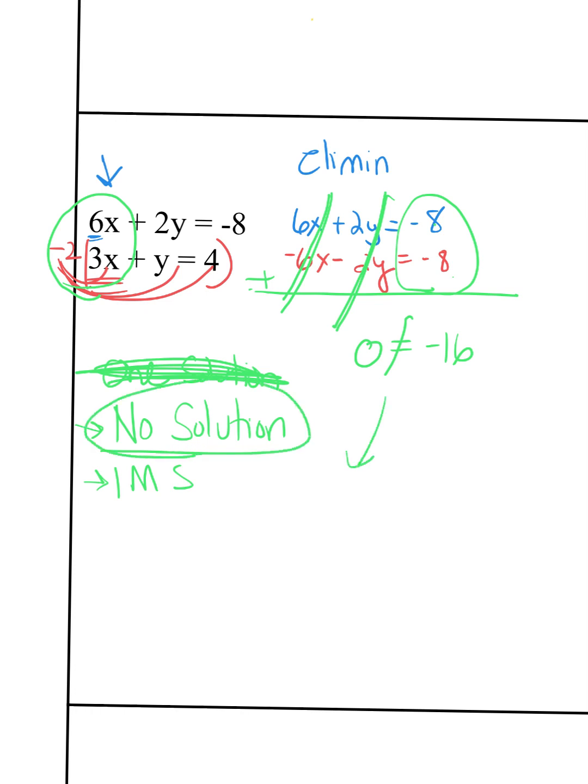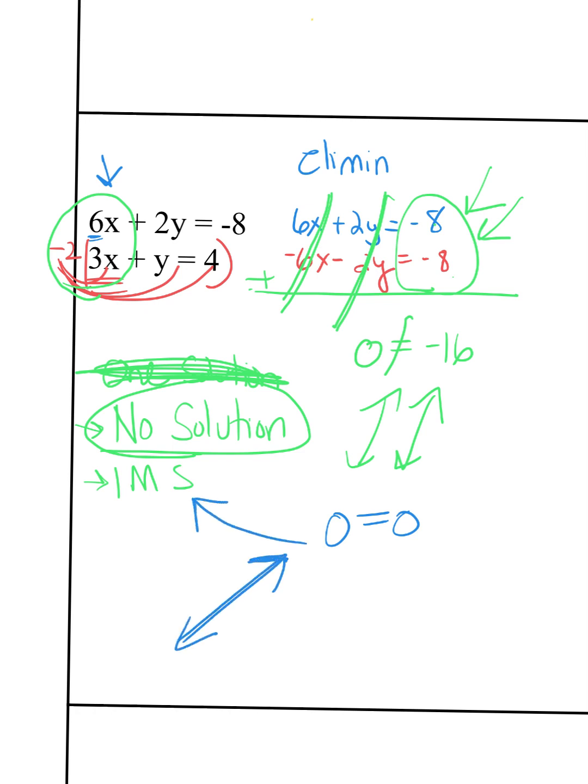That means that these lines are parallel to one another and never cross over each other. Now, if we pretend that these constants canceled out and we ended up with 0 equals 0, that would make it infinitely many solutions because it would mean that it's the exact same line. Same slope, same y-intercept, that means infinitely many points that are solutions.